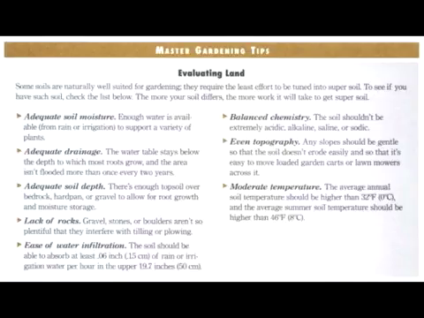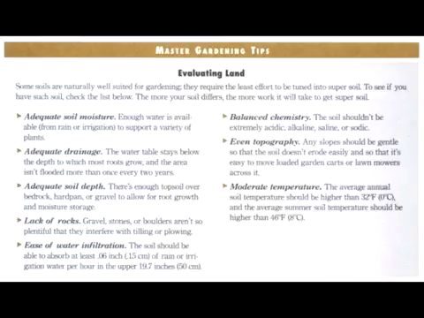Adequate soil moisture. There needs to be enough water available from rain or irrigation to support a variety of plants. Adequate drainage. The water table stays below the depth at which the roots grow, and the area isn't flooded more than once every 2 years. Adequate soil depth. There's enough topsoil over the bedrock, hardpan, or gravel to allow for root growth and moisture storage. Lack of rocks. Gravel and stones and boulders aren't so plentiful that they interfere with tilling or plowing.